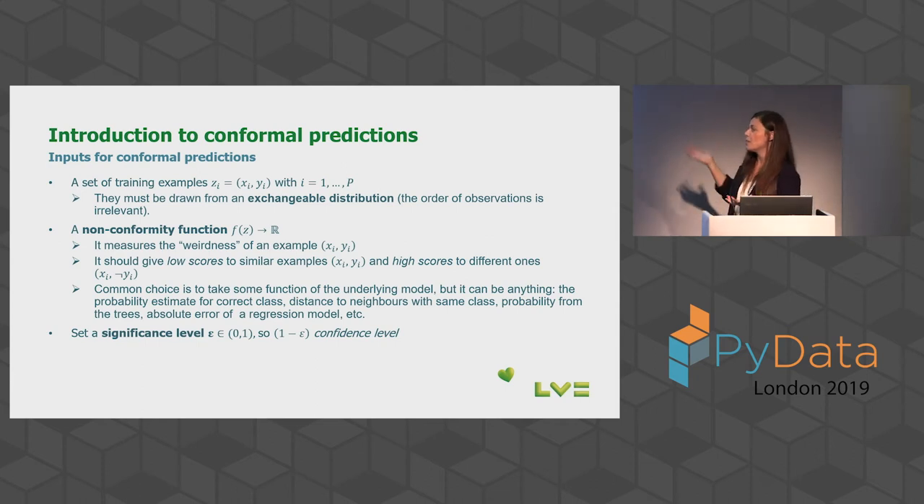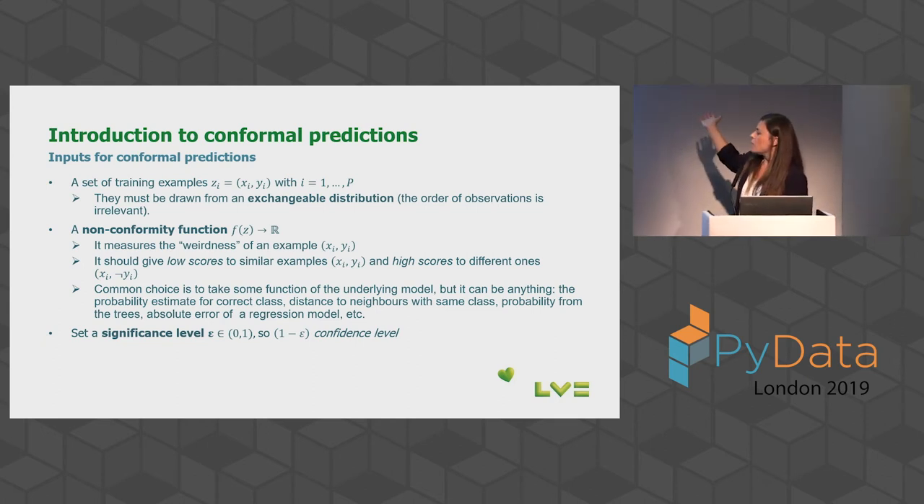Then you have to define a non-conformity function, that is the official name of the function f. This function, as I said before, is measuring how weird your example is. So if you use a little bit of logic, it should be something that gives the lowest scores to something that is similar to your example and something very high to something that is not even close. A common choice for this function is some kind of function of the underlying model, but it can be anything. You just have to be creative and come up with a cool idea, and then probably it will work super.